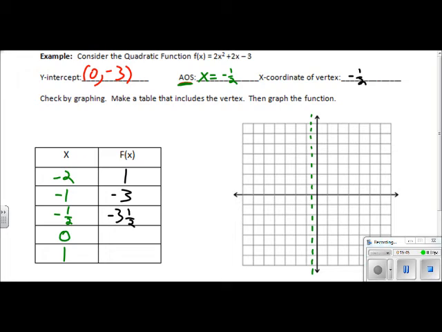We'll plug 0 into our function, so we have 2 times 0 squared plus 2 times 0 minus 3. 0 squared is 0 times 2 is still 0. 2 times 0 is, again, 0. Subtract 3. So we're left with just a negative 3 here.